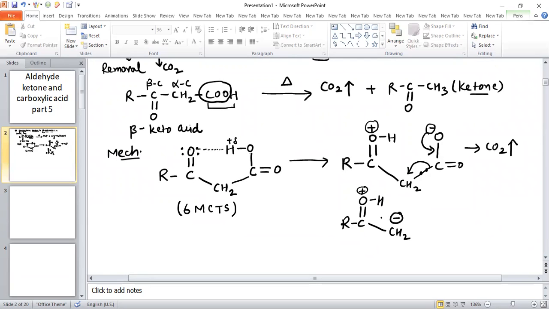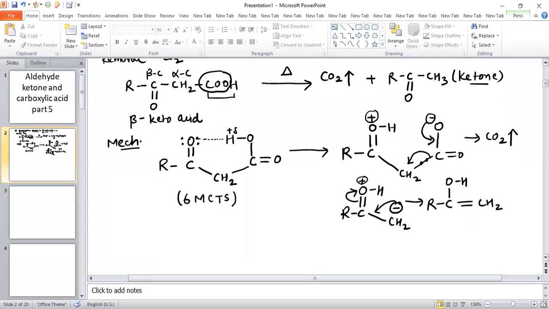Now see what happens. As you know, the positive charge on oxygen is unstable, so this electron pair will shift between these two carbons. So this pi bond will break. Now this will convert into R, C, with the OH group, and double bond CH2.